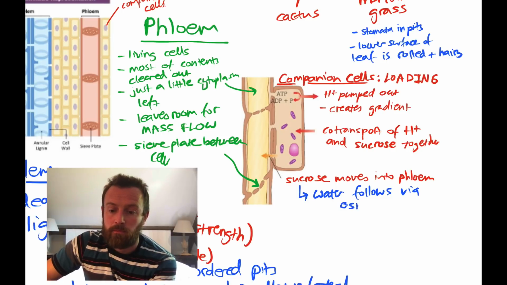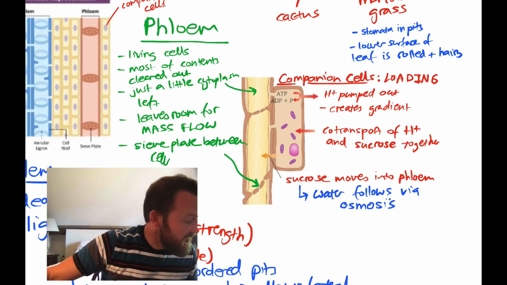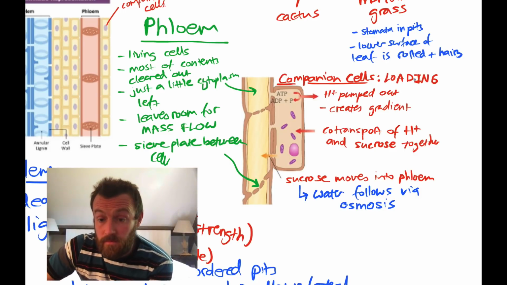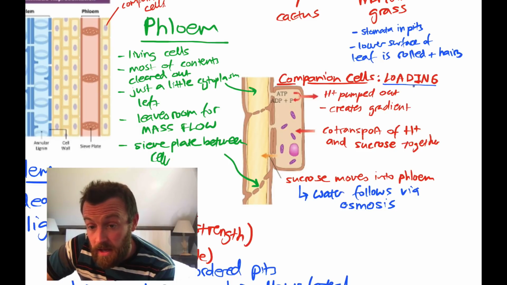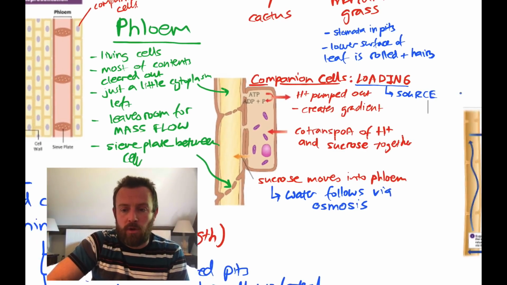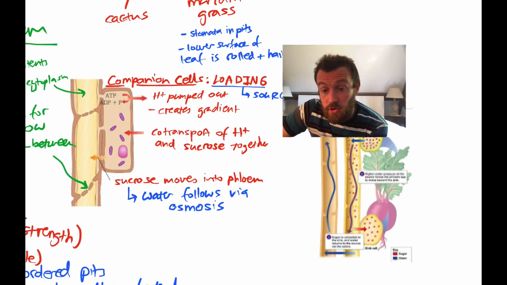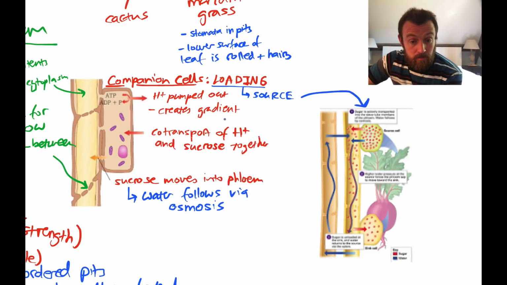This sets up a pressure in the phloem at the source. So this loading is happening at the source. To fully understand the whole bit of the phloem, we've got to just move across here and also look at the sink. So this is the source, okay? We've talked about the specific details of the loading process.